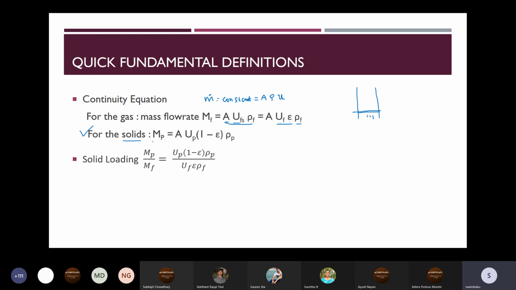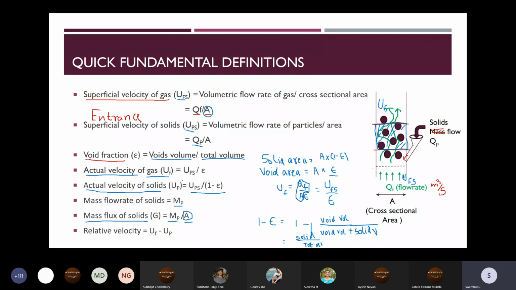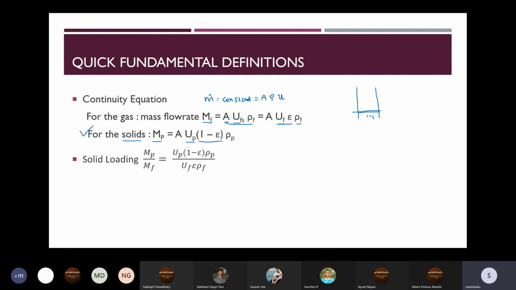So, solids mass flow rate: MF is the mass flow rate of gas, fluid. MP is the mass flow rate of the particles. And here we have the fluid velocity into void fraction. Here we have taken the particle velocity, hence we have to use 1 minus epsilon. The particle velocity equals superficial velocity of the particle over 1 minus epsilon, so that is where it comes from. Actual velocity of the particles into 1 minus epsilon into density of the particles. Because this is the original expression, and the same thing we converted for gases and solids here.